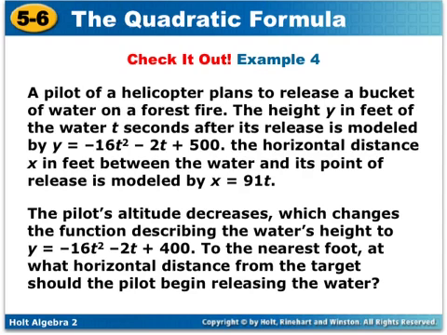Okay, this is very similar to the last problem. The pilot's altitude decreases, which changes the functions describing the water's height to that. To the nearest foot, at what horizontal distance from the target should the pilot begin releasing his water? Let's deal with above the squiggly line first, and then we'll go down to the bottom. If you guys can do what's above the squiggly line first, that would be great. So solve for t, plug that in, and solve for x.